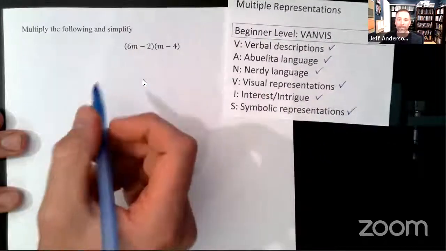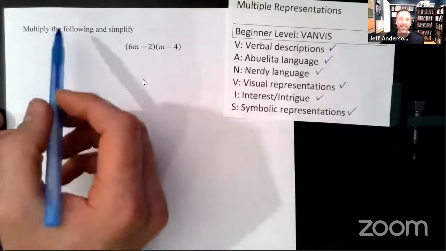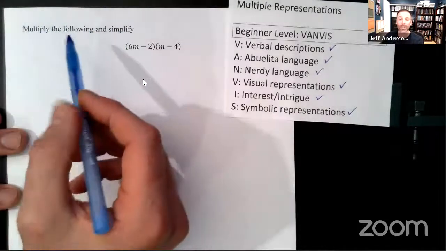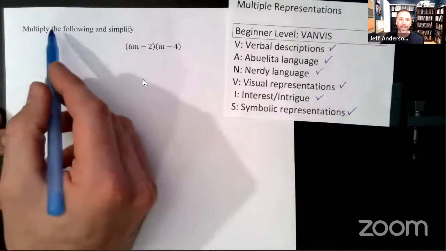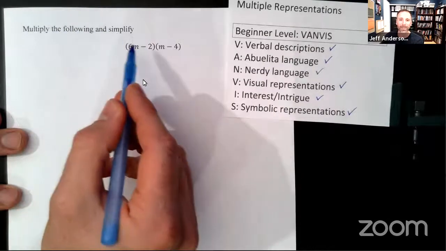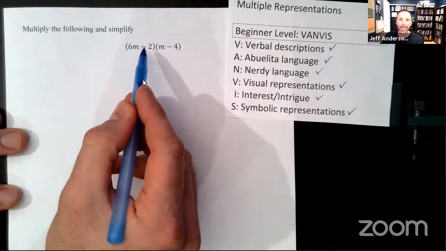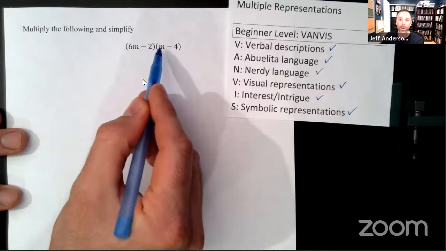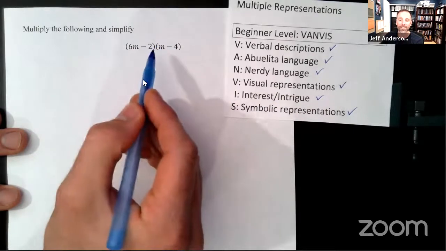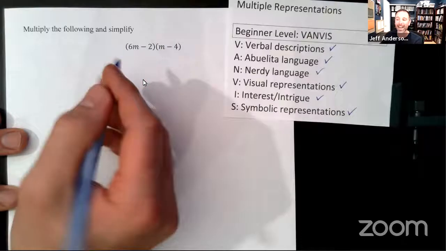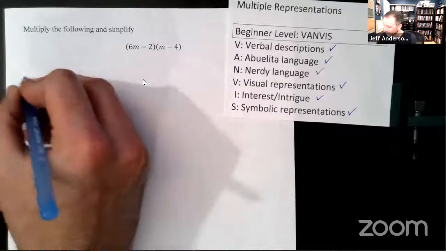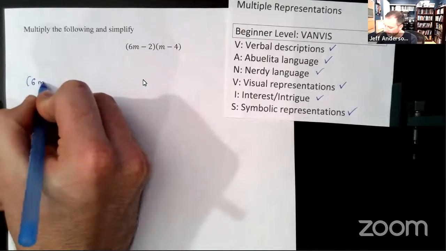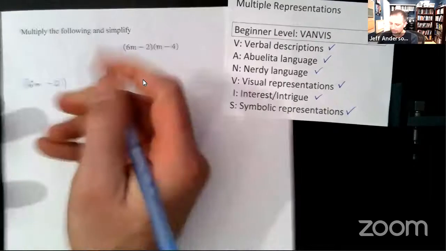And remember from previous videos, when we start a math problem, what we're going to do is just read the entire problem out loud to ourselves. Multiply the following and simplify: parentheses 6m minus 2, end parentheses, the entire quantity times quantity m minus 4, end quantity. So we want to multiply that out. We've seen that before. We're going to just practice one more time. So here what we're going to do is write that entire statement down in our own handwriting.